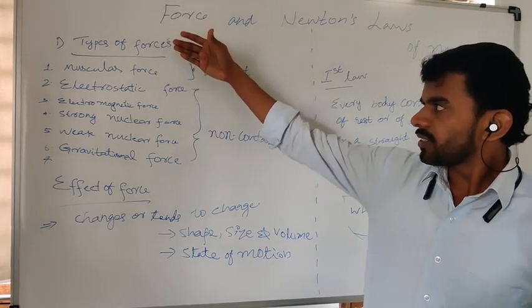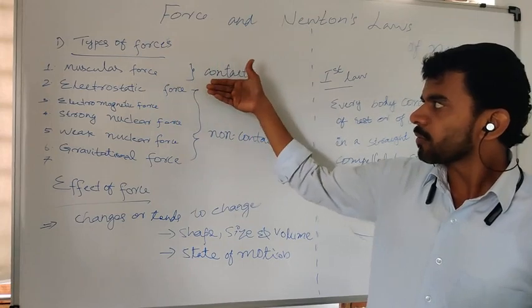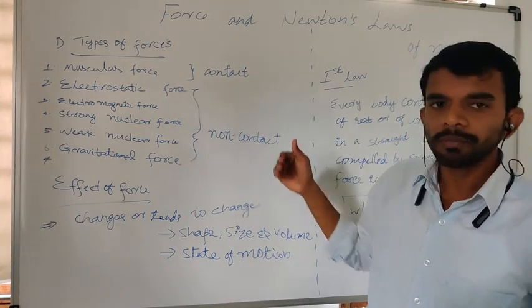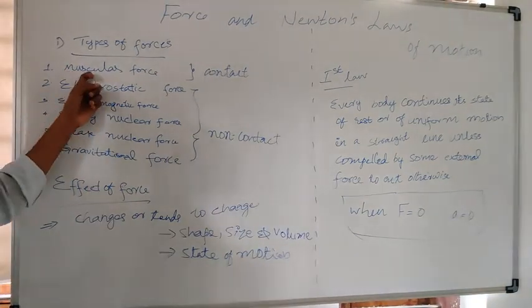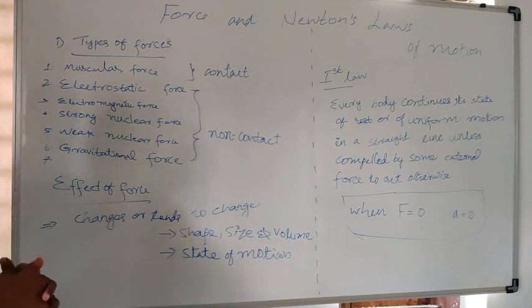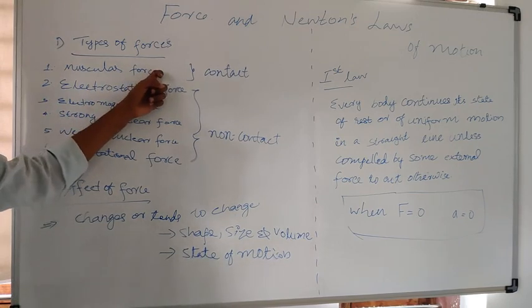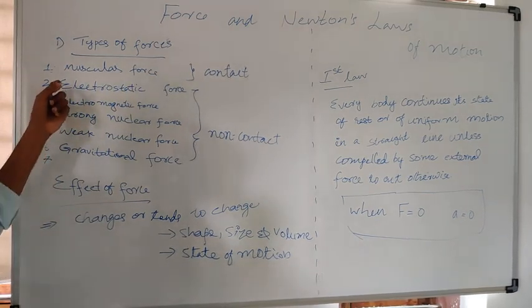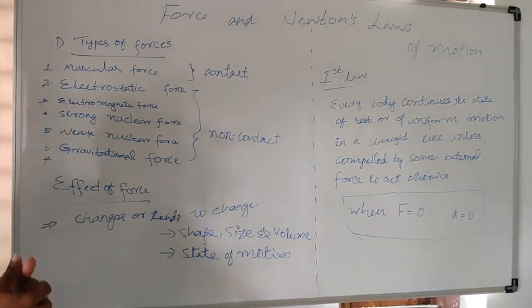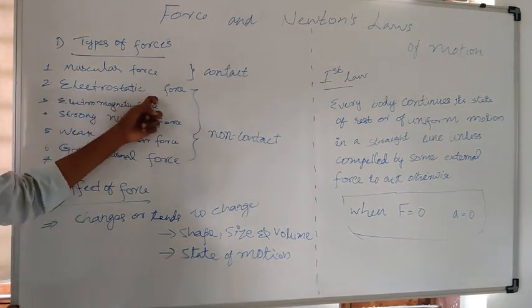Now there are certain types of forces. Some forces I am including here so we can discuss them. The first one is muscular force, the force that we apply to move an object or even to move ourselves. Animals make use of muscular force. Then electrostatic force.